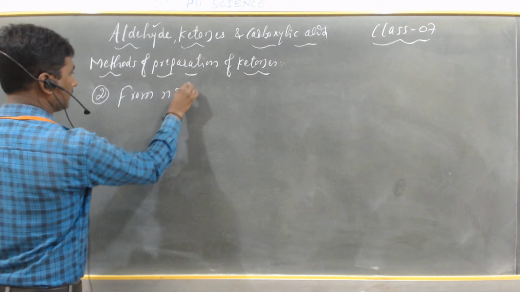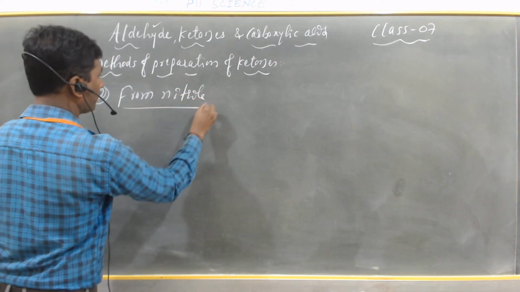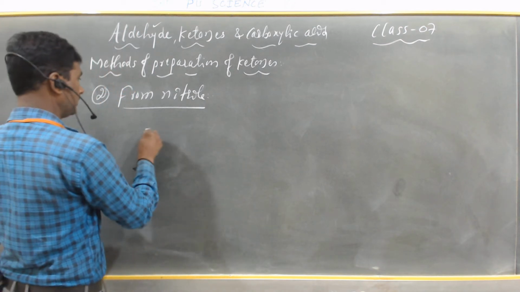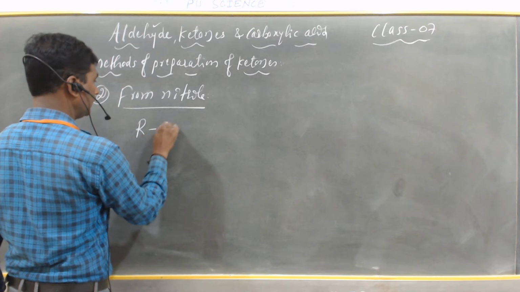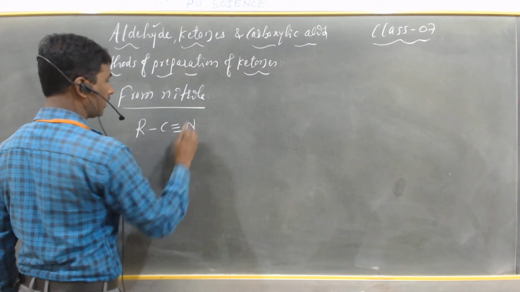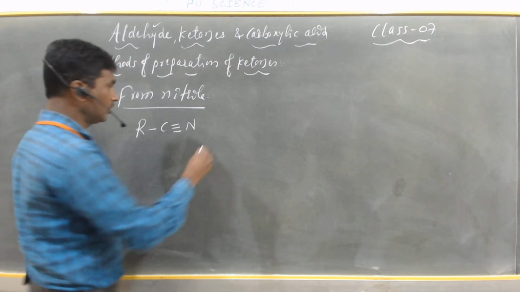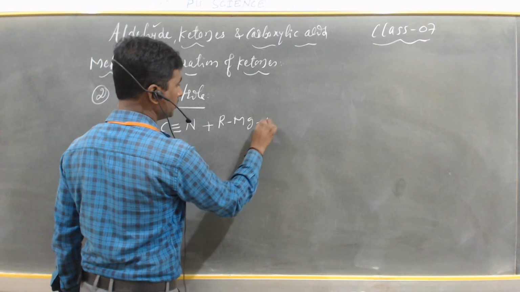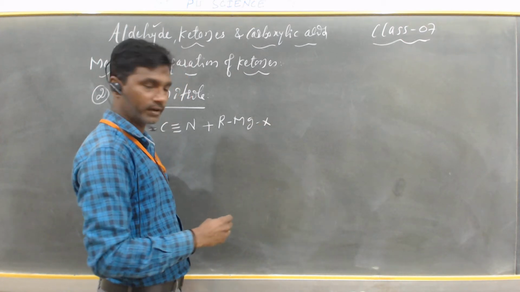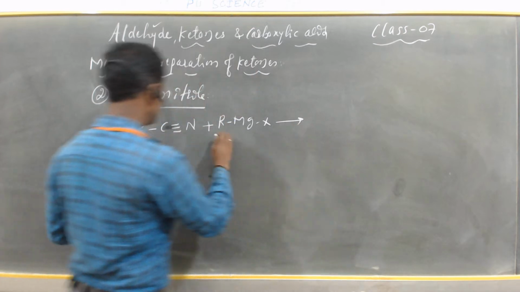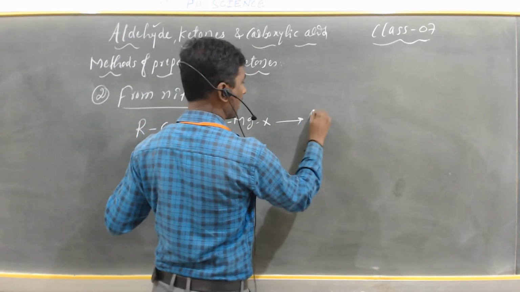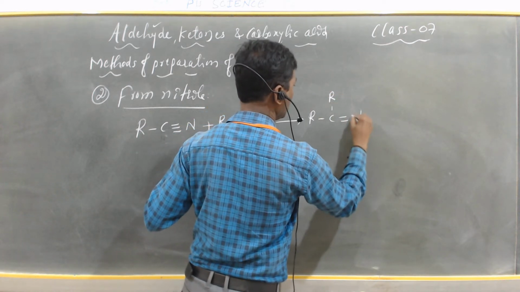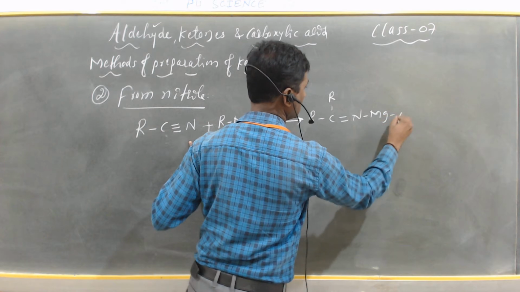From nitrile. What you have to write down here is RC triple bond N. RC triple bond N is called nitrile. To this nitrile you have to add RMgX. RMgX is called Grignard reagent. So here what happens? This R adds to this carbon. Now it is RCR double bond NMgX.